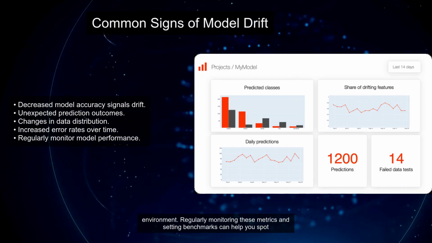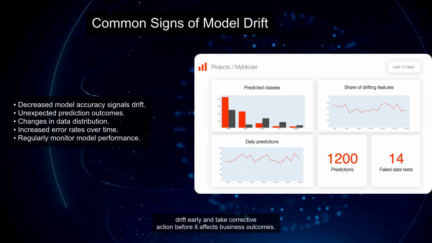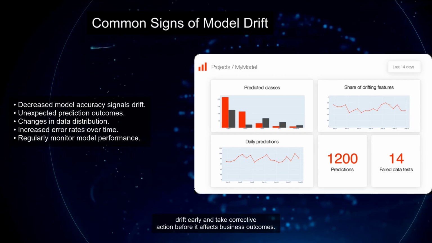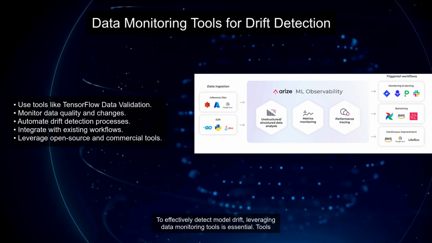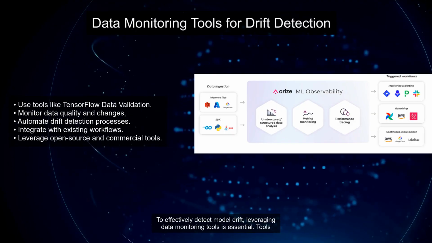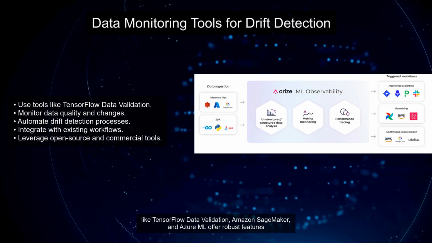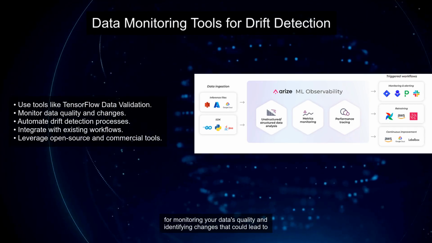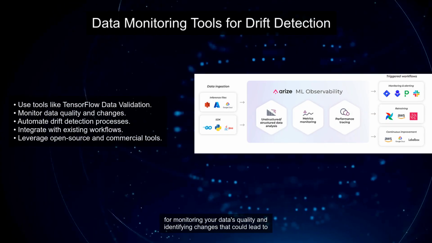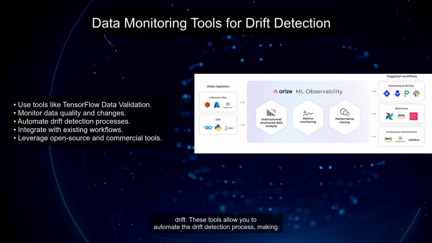Regularly monitoring these metrics and setting benchmarks can help you spot drift early and take corrective action before it affects business outcomes. To effectively detect model drift, leveraging data monitoring tools is essential. Tools like TensorFlow Data Validation, Amazon SageMaker, and Azure ML offer robust features for monitoring your data's quality and identifying changes that could lead to drift.